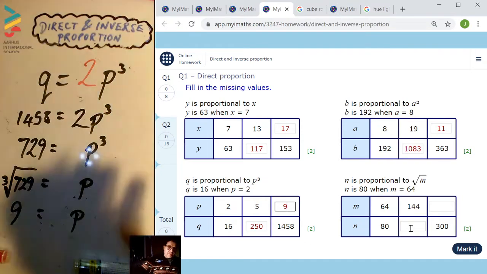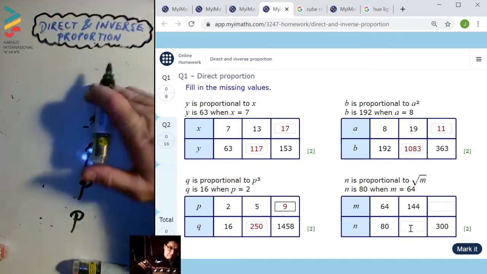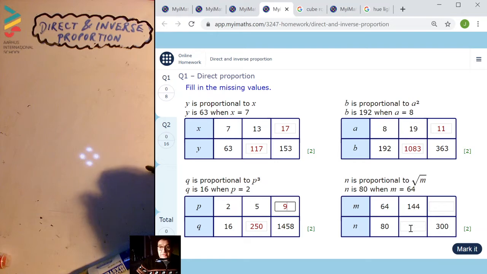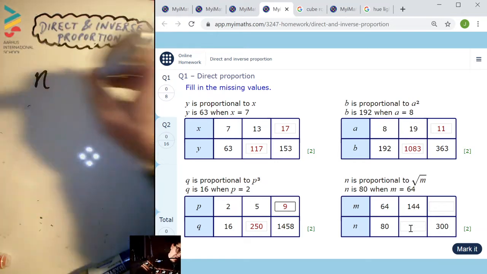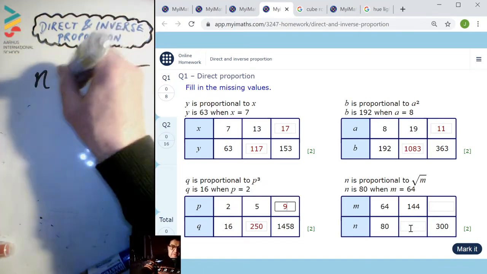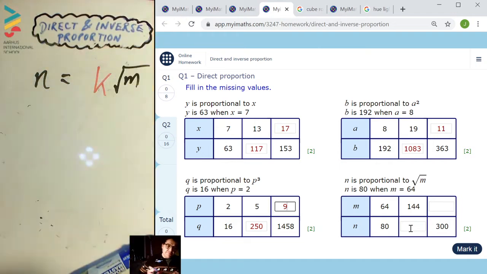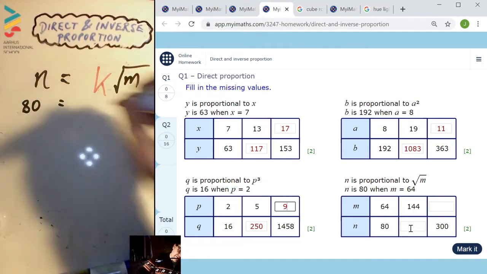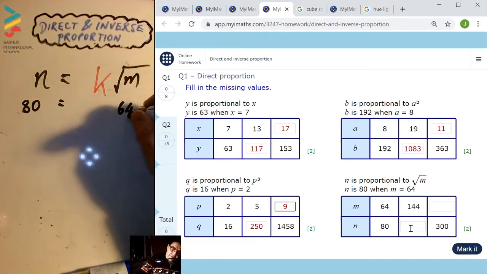And on to the last question of page 1. N is proportional to the square root of m. Okay, so we've got two things going on, n and the square root of m, and they are proportional, which means that one thing equals some constant that we're going to call k for the purposes of this, times the other thing, and we've got to try and figure out what that k is equal to. We've got some information. N equals 80 when m equals 64. So we'll stick those numbers in.